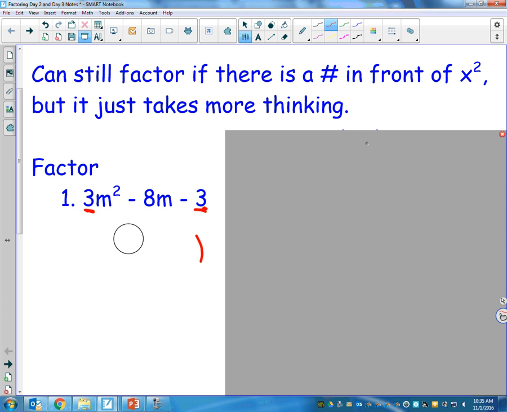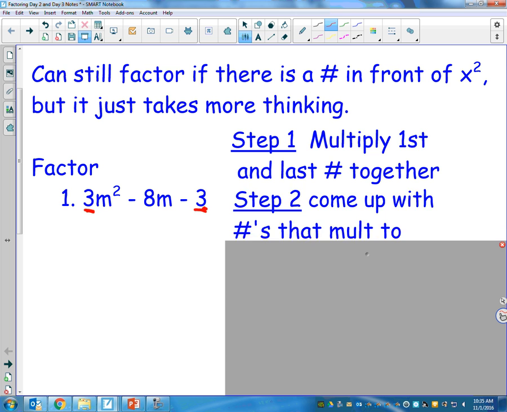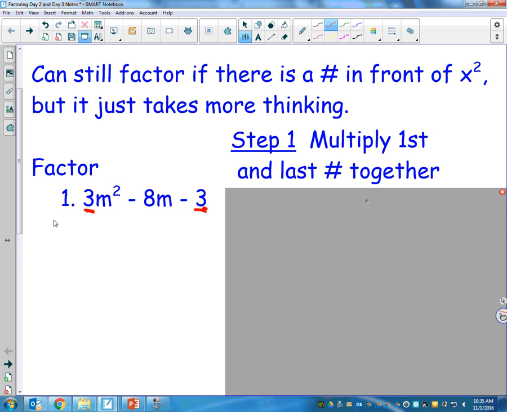So I wrote these steps out the best I could for you. And I said step 1 is when you see a problem like this that has a number in front of the x squared or the m squared, you have to multiply that first and that last number together. And I always do it on the top.